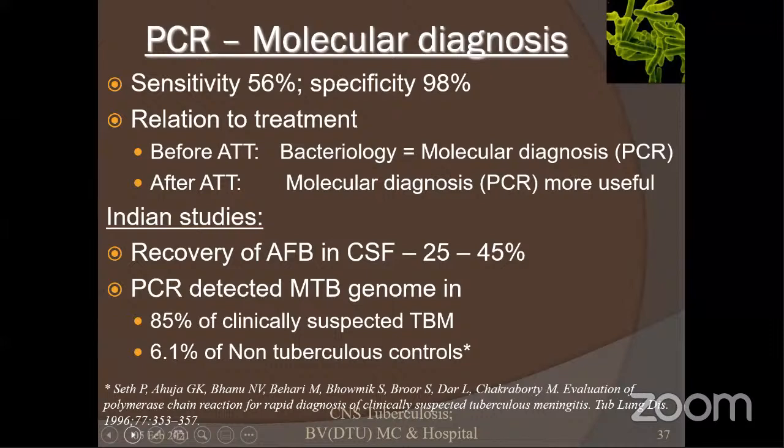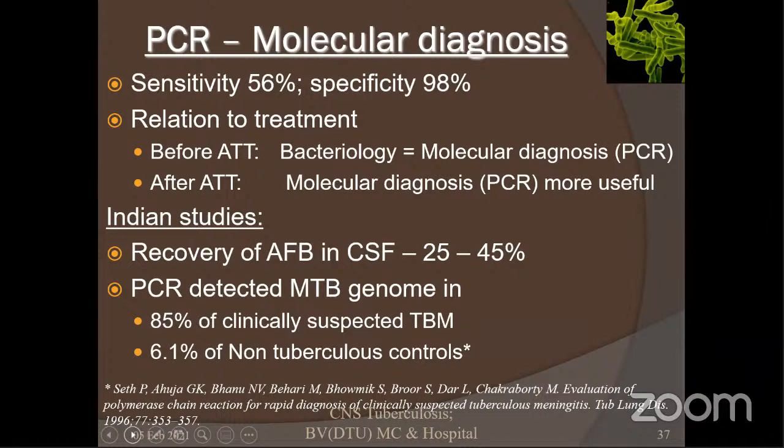The most important investigation of molecular diagnosis is PCR. Sensitivity is about 56% and specificity 98%. In relation to treatment, before ATT, molecular diagnosis and bacteriology; after ATT, PCR is more useful. So recovery of AFB in CSF is only 25 to 45% of cases, but it will be more if it is in HIV, or also if you take a large CSF sample, about 10 ml, centrifuge, and then look for it, then you may have culture positivity.